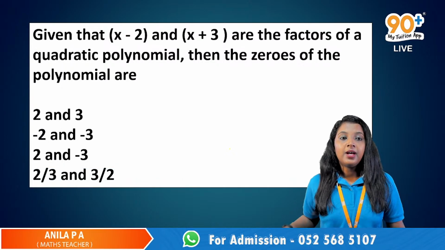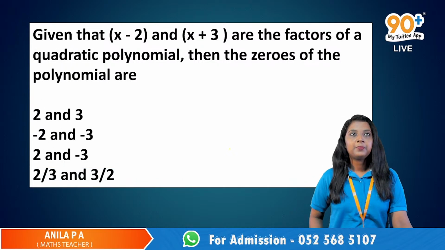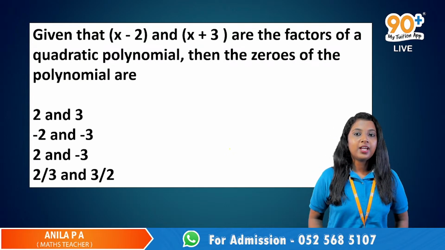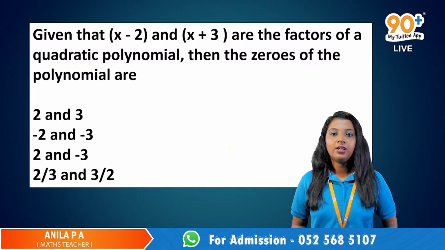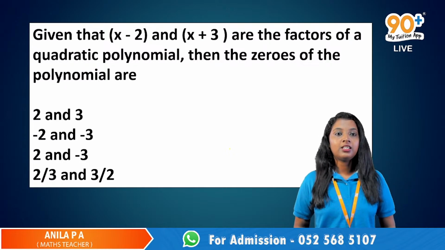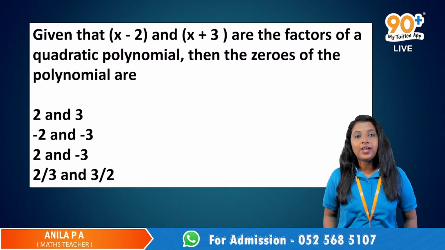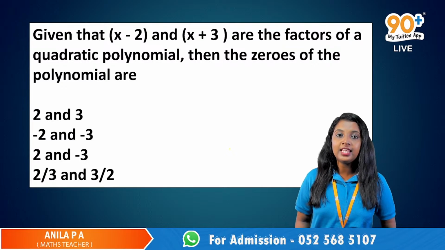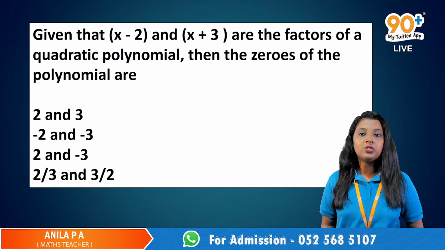Then, given that x minus 2 and x plus 3 are the factors. In class 9th we have this factor theorem. So what was the factor theorem? If x minus a is a factor of a polynomial, then the polynomial at a is 0. That was one theorem.